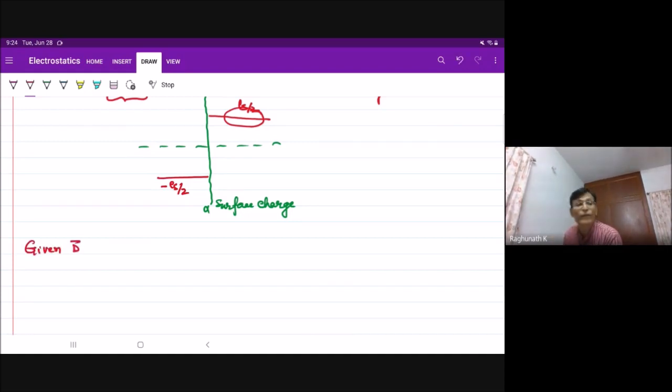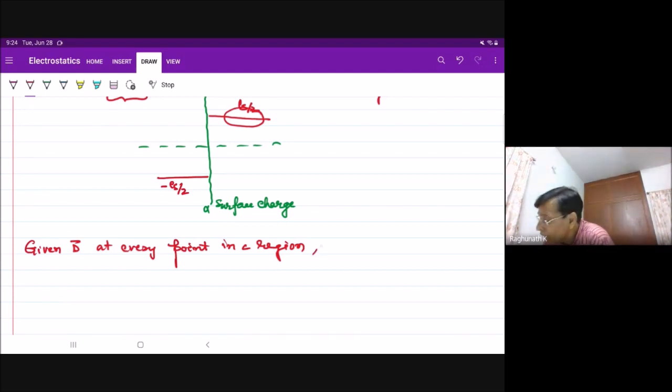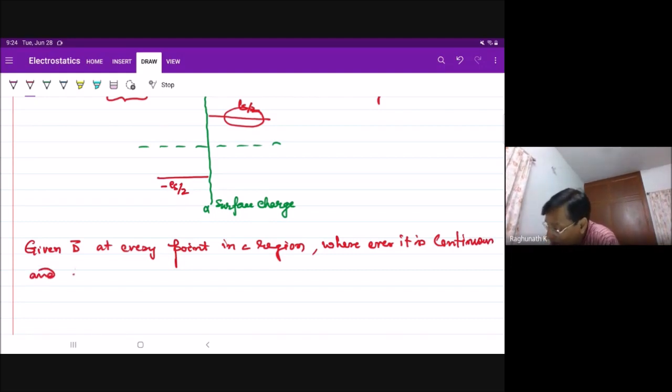Given D bar at every point in a region, wherever it is continuous and differentiable.